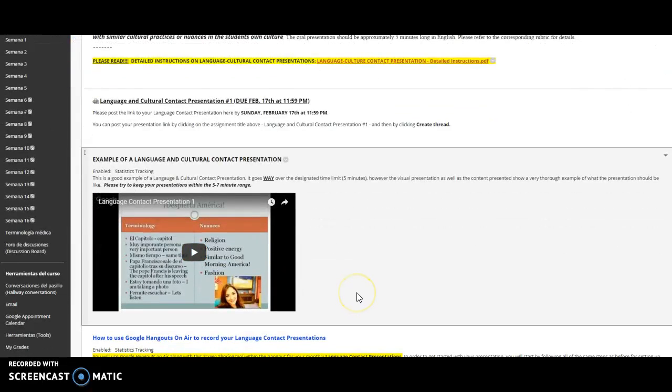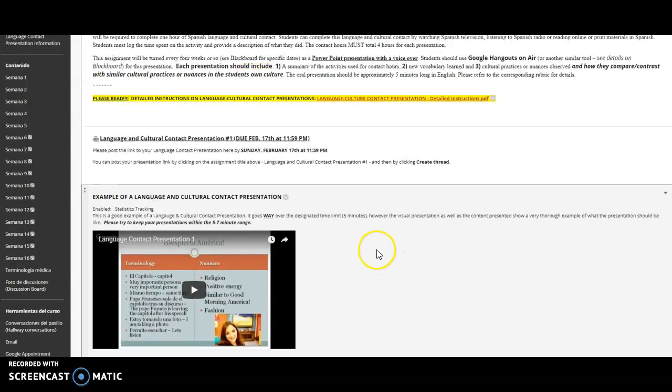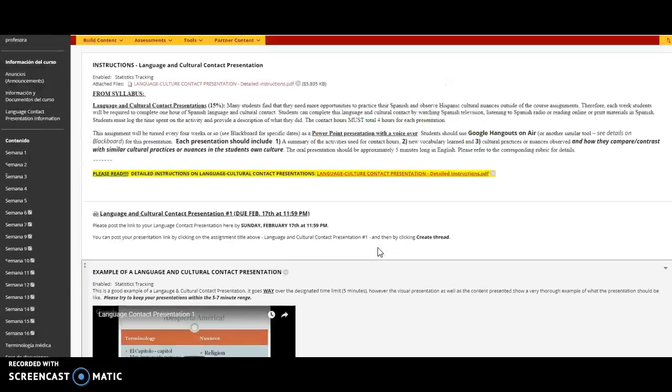And here again is an example of one, but keep in mind that this goes way, way over the designated time limit of 5 minutes. Okay, so although a good example, it's just too long. It would need to be shortened. Okay, and remember these are done in English. And please let me know if you have any questions about it along the way.